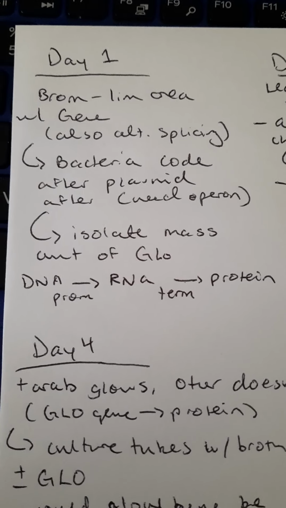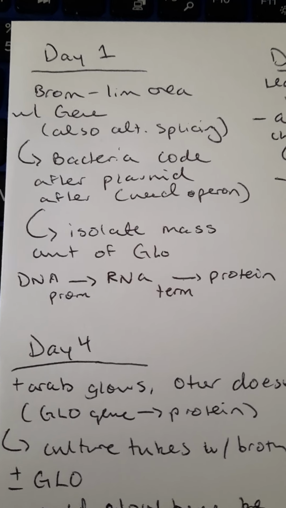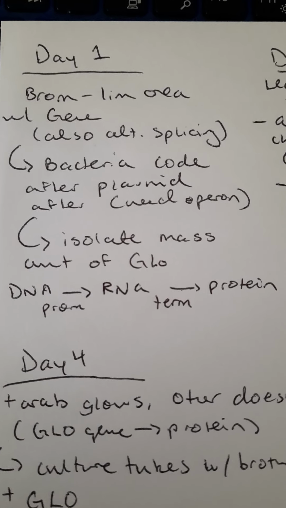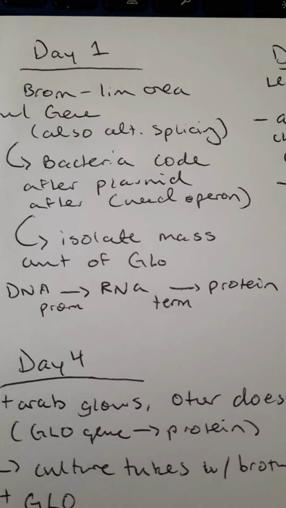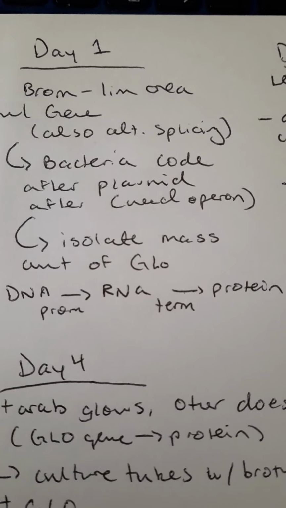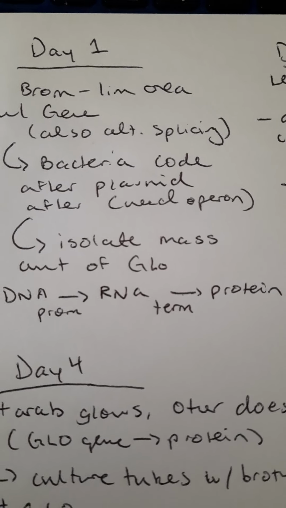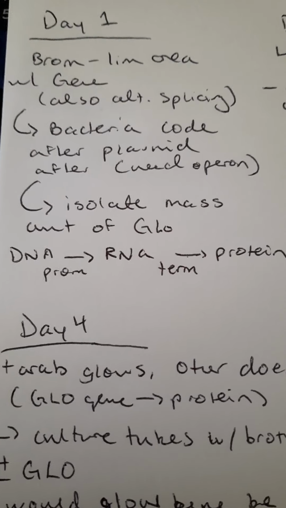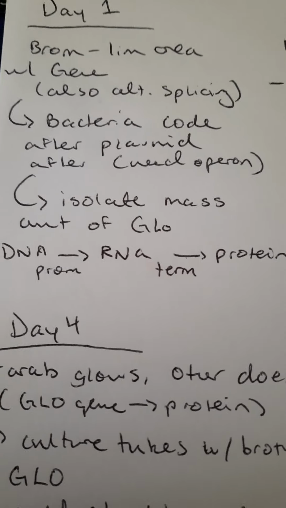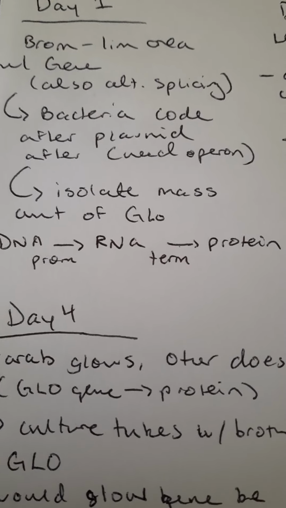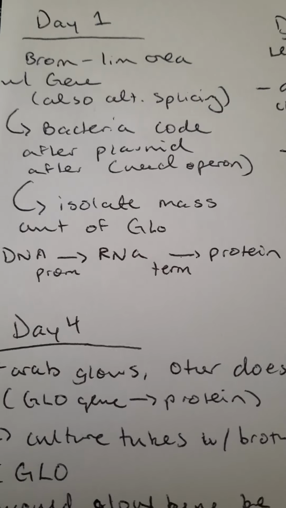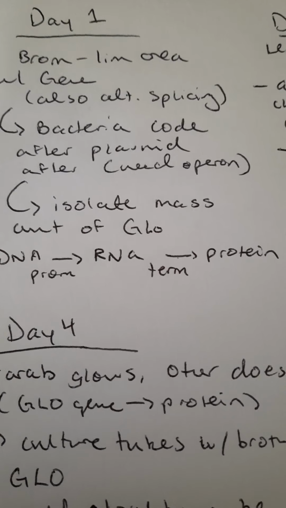Okay, so on day one, we had the bromeliad gene and the splicing with that, the different parts. There's a limited area with the gene, so because of that there's variation in the eukaryotes with alternate splicing. Then, like the overview of the lab, we get to the bacteria, and hopefully they'll code the protein after the plasmid is added. And there's also an operon involved with that gene expression.